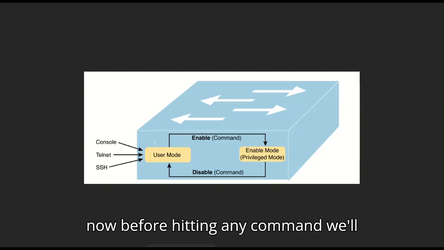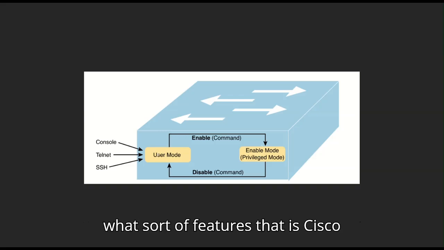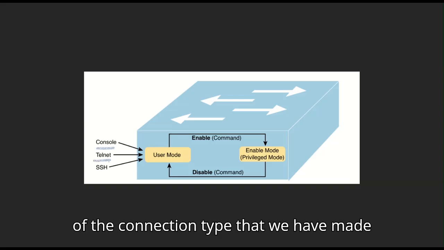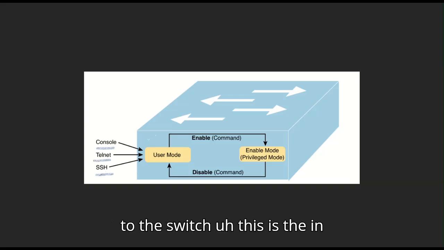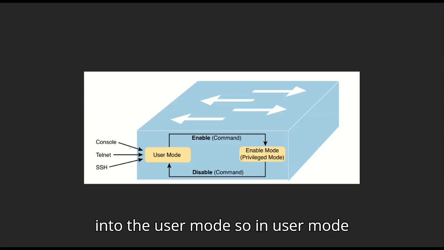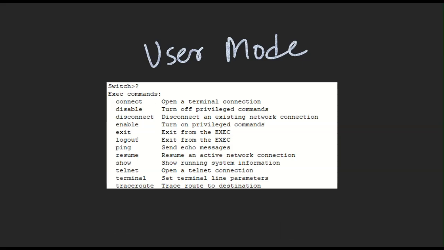Now before hitting any command, we'll see how many modes there are, and what sort of features the Cisco switch is providing to us. So irrespective of the connection type that we have made to the switch, in this case there is console, you'll enter into the user mode. So in user mode, as we can see, you can only hit these commands.